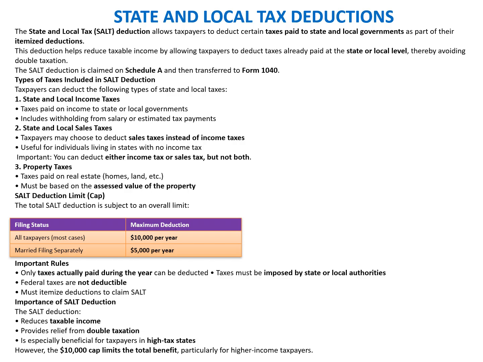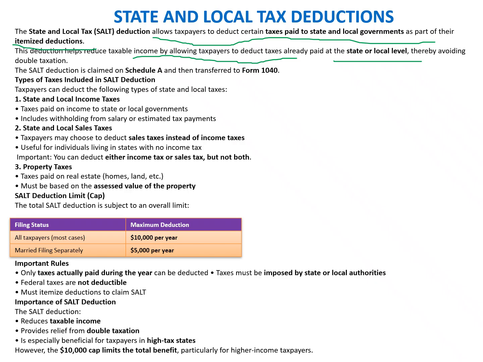The second important deduction that we're going to talk about, which can be claimed as part of the itemized deductions, is the state and local taxes deduction, which we normally call SALT. So how does this work? The state and local taxes deduction allows the taxpayer to deduct certain taxes paid to the state and local government as part of their itemized deductions. This deduction helps to reduce taxable income by allowing the taxpayer to deduct the taxes already paid at the state level or the local level.